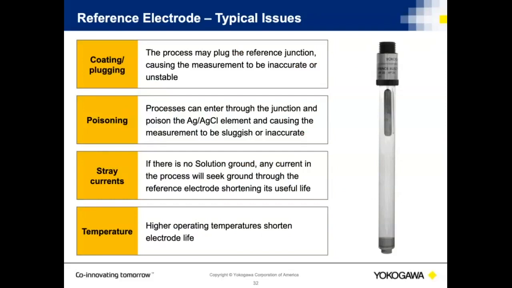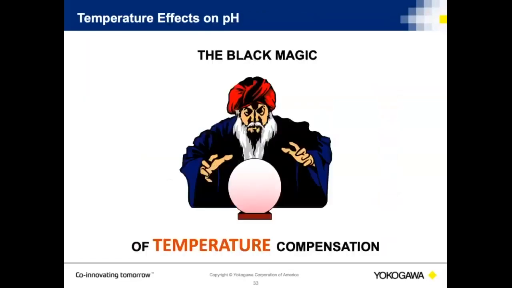Stray current: if there's no ground solution basically in the measuring circuit, any currents in solution will find their way into the reference electrode through that junction. Temperature: just like the measuring electrode, temperature will affect the life of the pH electrode.